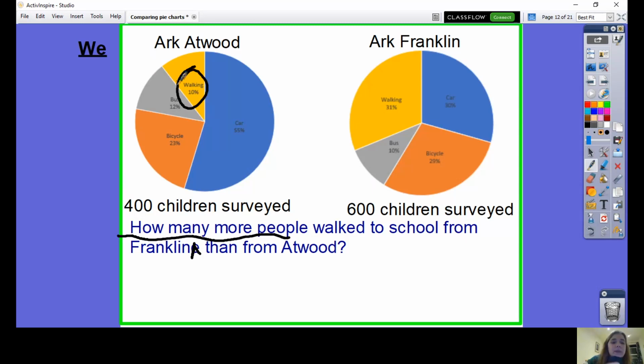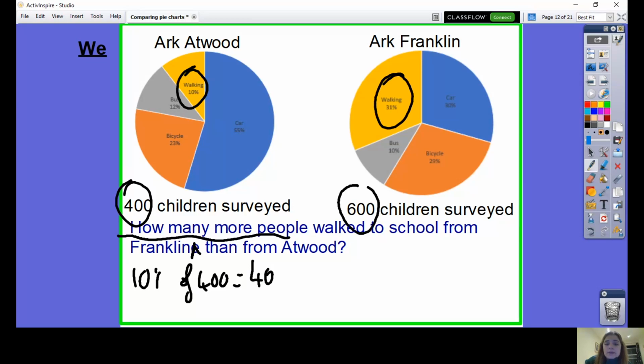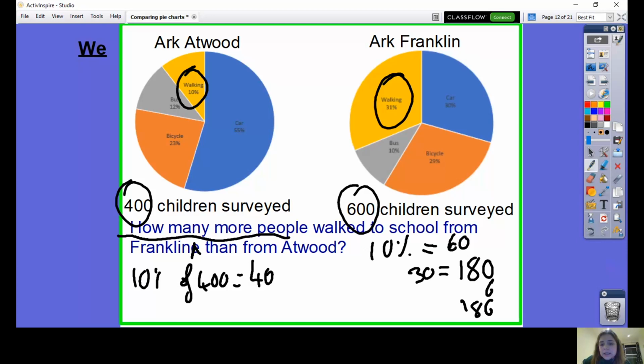Okay, so I can see from Atwood, I'm looking for 10% of 400. 10% of 400 is equal to 40. From Franklin, I'm looking for 31% of 600. Okay, I could start by finding 30%. 10% is 60, 30% will be 180. Then add 1% on, 1% is 6. Therefore, I'm looking for 186.